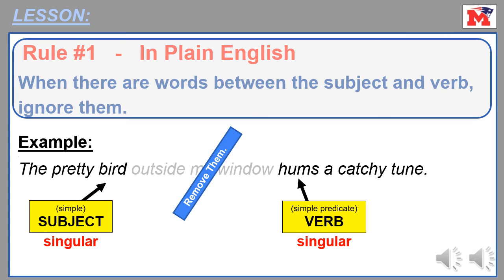Now we draw our line between the subject and the predicate, and we see that bird is the subject and it is singular. So we use a singular verb, hums. So hums is our verb and it is singular. That's rule number 1. When there are words between the subject and verb, ignore them.